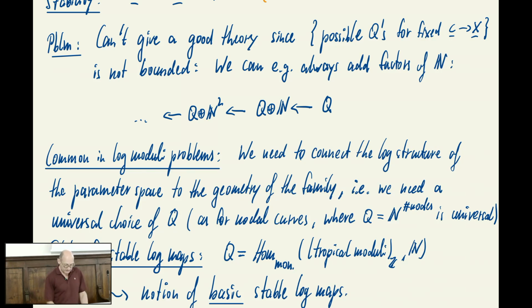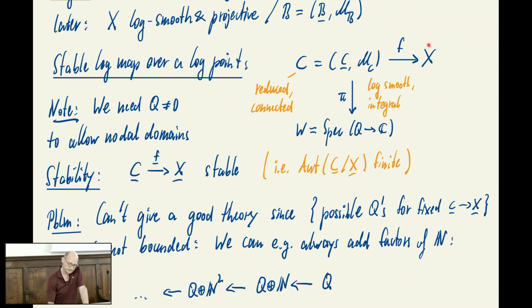So the solution is simply, you look at, so each stable map here, stable log map, has a tropicalization. So this is a map of length graphs or family of length graphs to this cone complex that is a tropicalization of a space X. And it clearly has some moduli, right? You can vary that thing.